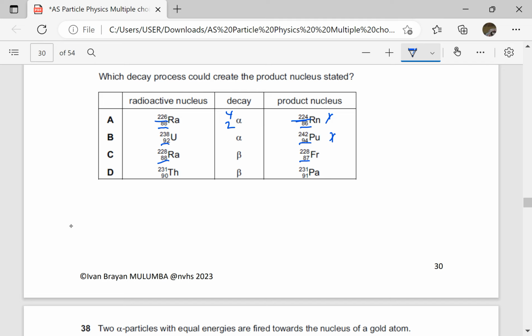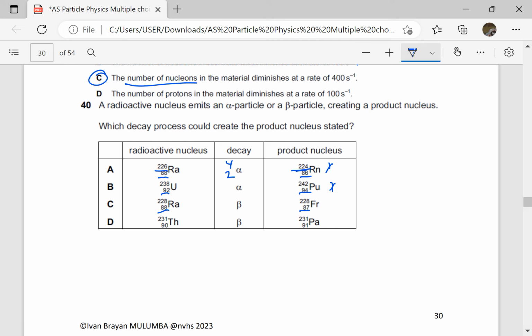And 228, 228 has not changed, so this one is correct. This one could be correct, but normally when they say beta particle, it is actually beta minus. So this is supposed to be 89 instead. Then Th 90, 231 gives us Pa plus beta 0, -1. So this should be 91, 231. So the answer is going to be D.